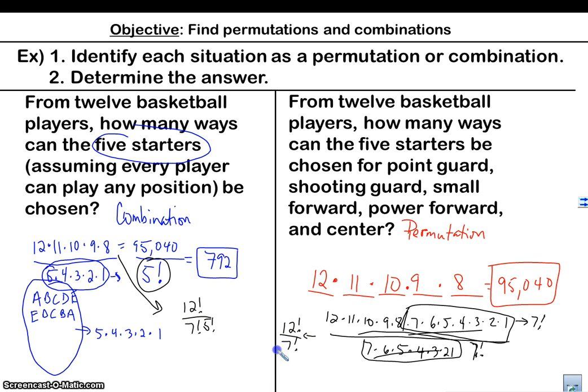Notice here 7. What is 7? What does 7 look like? Can we get 7 from here? 12 minus 5. Well, 12 minus 5, that's 7. Where do we get 5 from? Oh, that's 5 starters. That's where we get this 5 from. So these can be put into some formulas. Let's take a look at that.